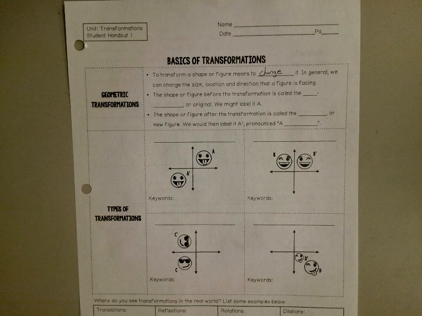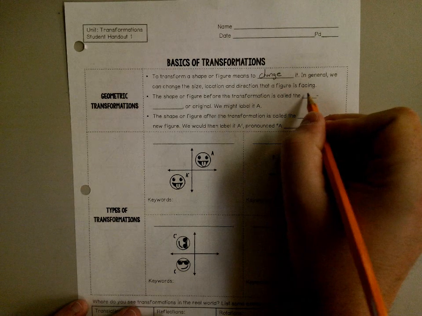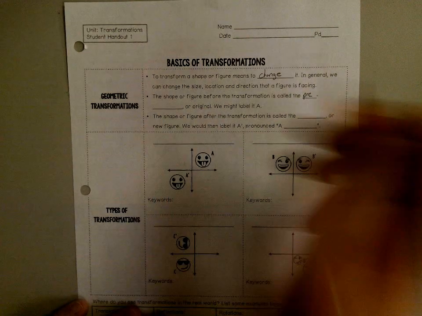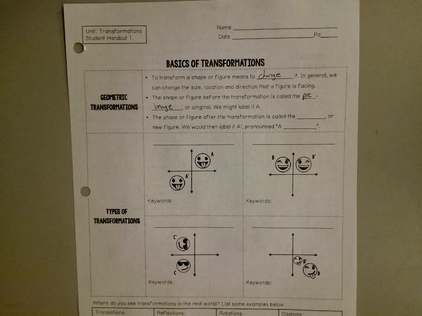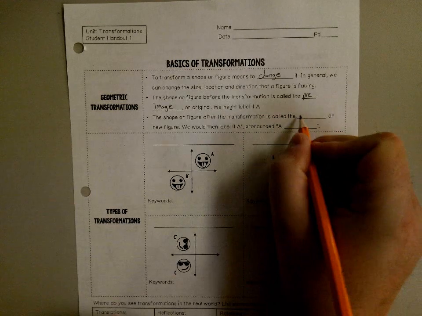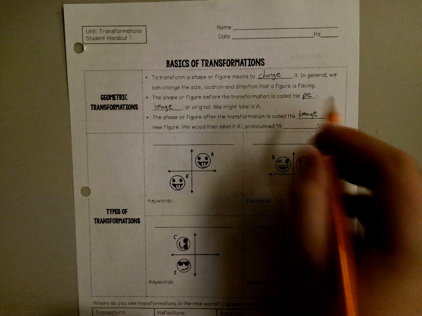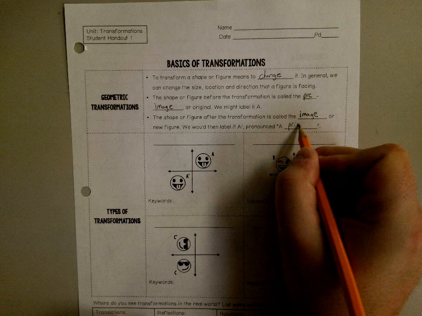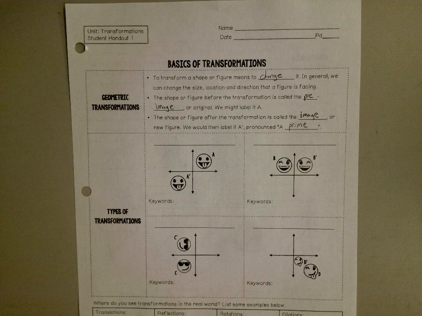The shape before the transformation, we call the pre-image. That's our original. If it was a point, we'd call it point A. Then after the transformation, we call it the image, or we call it A prime after we change it. And we'll talk about what that looks like down below here.